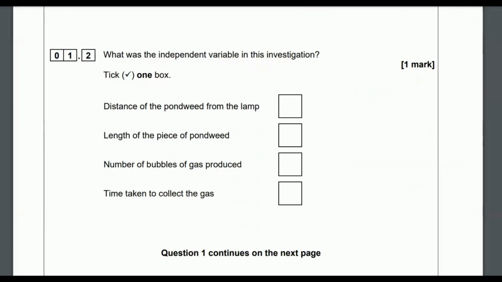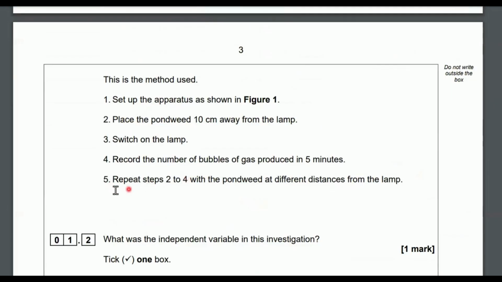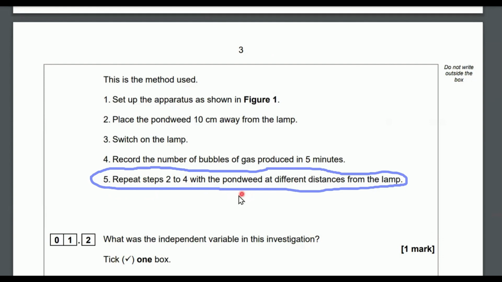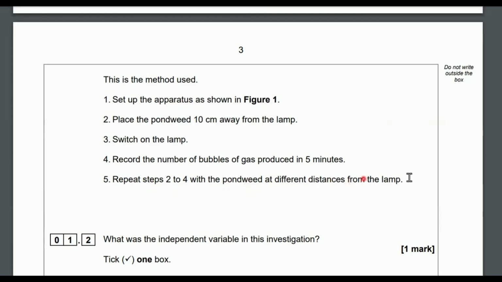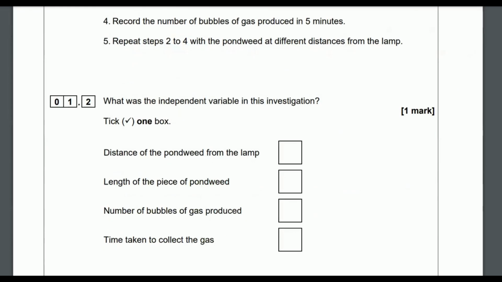And I've said this before many times. When you get a method, the independent variable is normally the last step of the method because it's what they change. And they normally talk about repeat steps 2 to 4 with pondweed at different distances. So you'll normally find the IV in the last step of the method. And so that means the independent variable is the distance of the pondweed from the lamp, and not these ones because they didn't say repeat by changing the bubbles, which you can't do anyway, or time taken to collect the gas. They didn't say any of that. They said repeat at different distances. Okay.